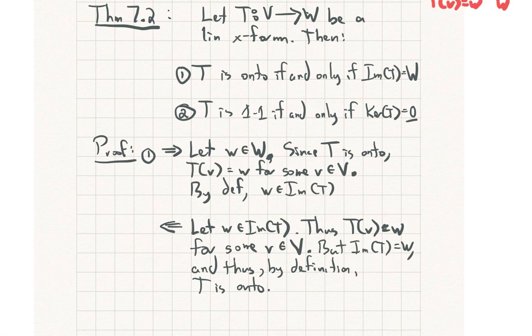And to be completely truthful, it's not quite surprising at all that the image and onto are so closely related because they're basically the same concept. They talk about finding something in your domain that can get mapped to things in your codomain. But the next one that we're going to do, that a one-to-one function is exactly when the kernel is 0, that might be a little more surprising. So let's show that next.